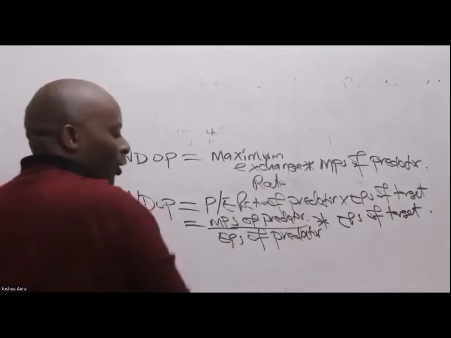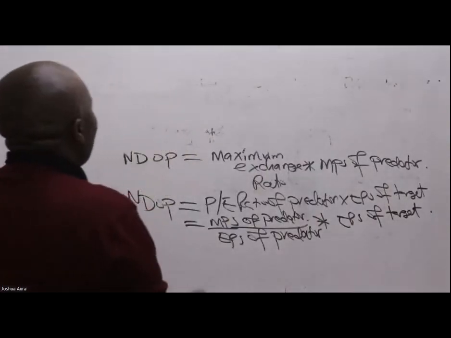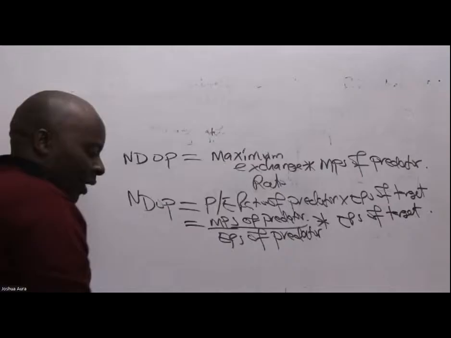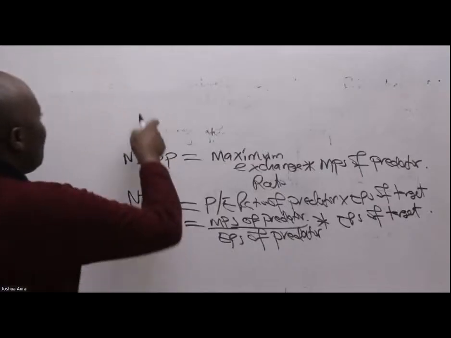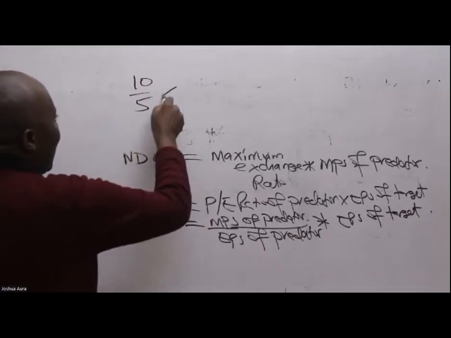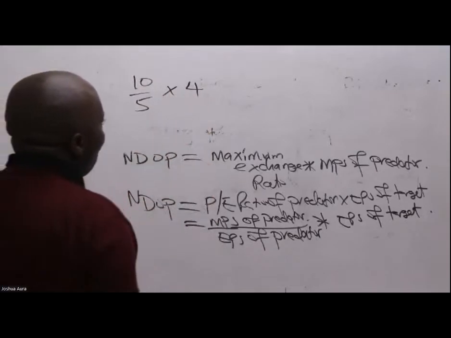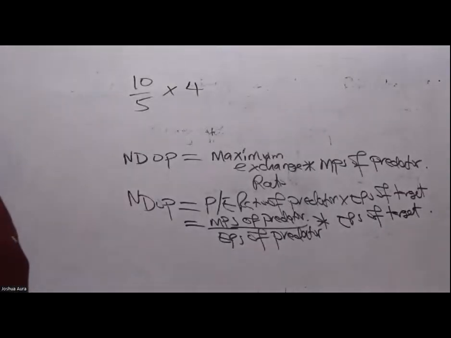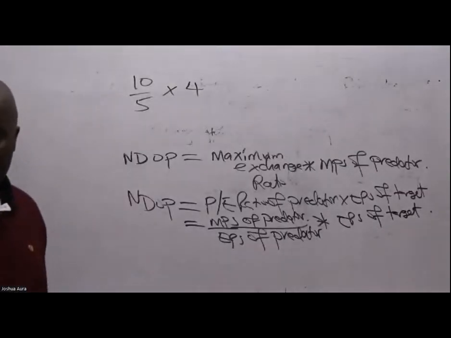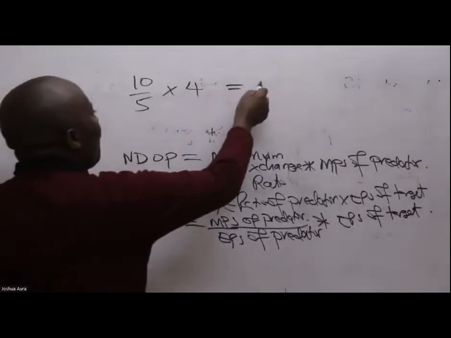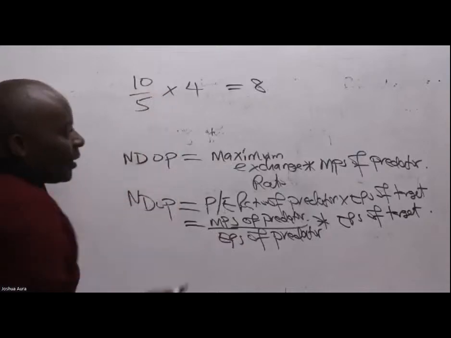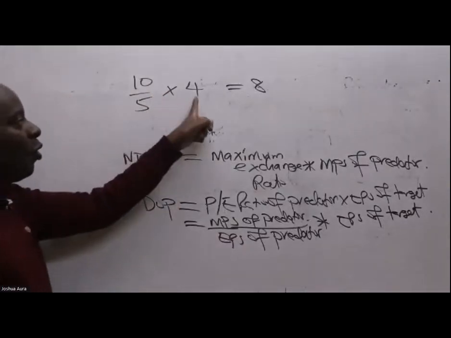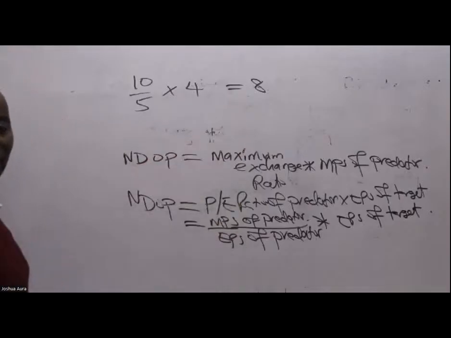Mathematically, if somebody gives you, for example, 10 over 5 times 4, this equals 8. How have I known it's 8? It's because 5 goes 2 times in 10, and then 2 times 4 is 8.